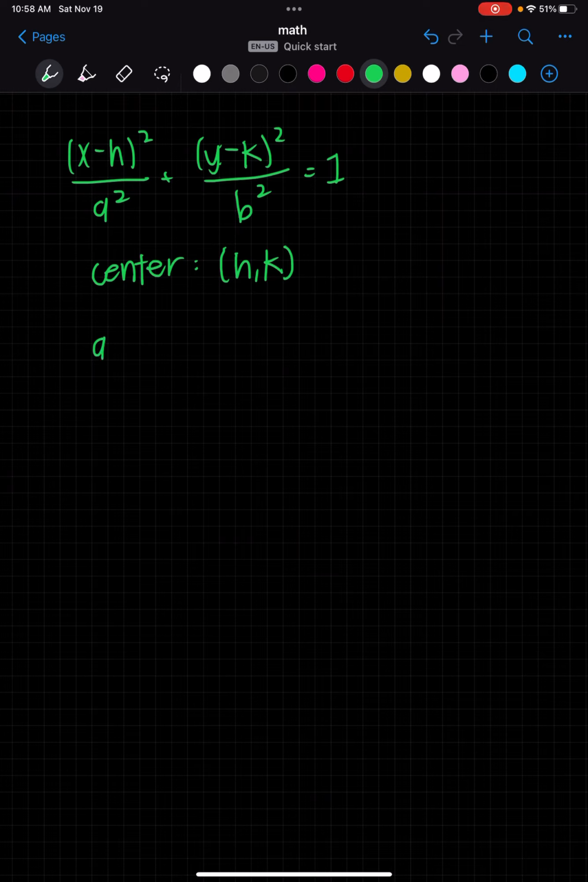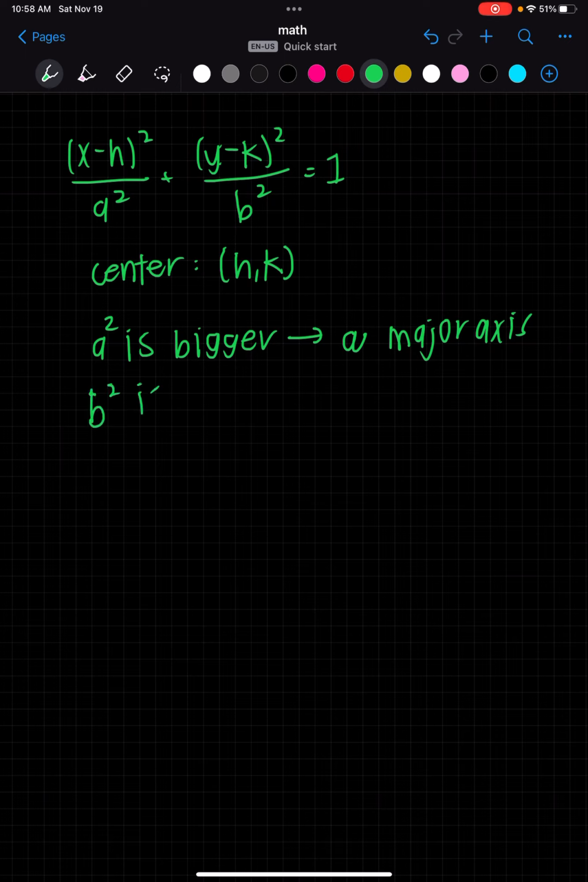So if a squared is bigger, then a is what we call the major axis. And then b squared would be smaller, right? And if b squared is smaller, then b is called the minor axis. And I'll show you how to do that when we graph it. That way we can find the vertices and everything.